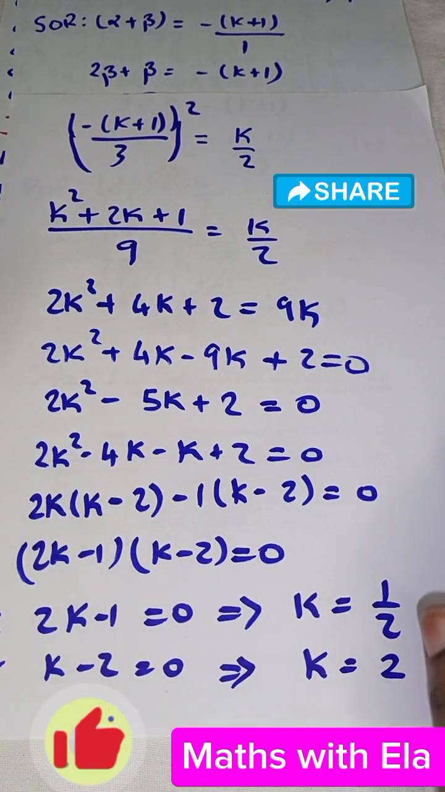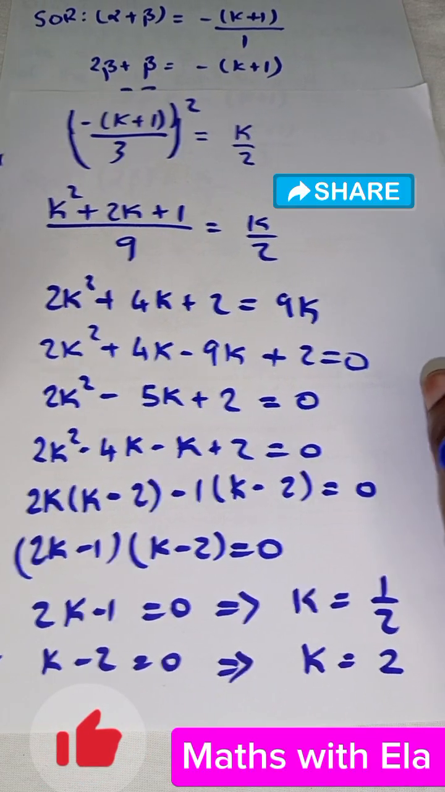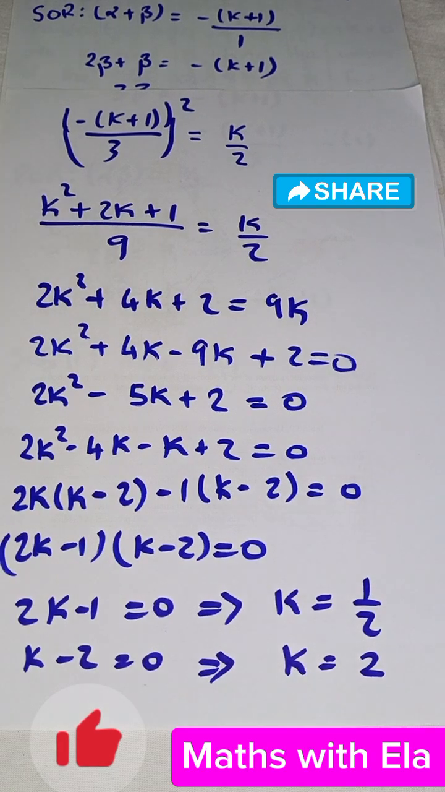So those are the values of the constant k that satisfy that equation following the condition that was imposed on the root, that is alpha being equal to 2 beta.